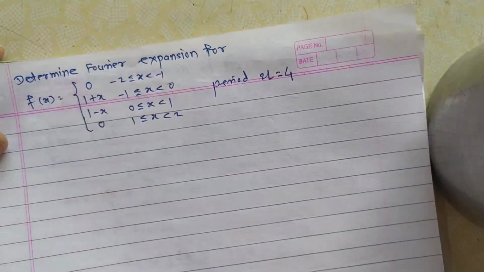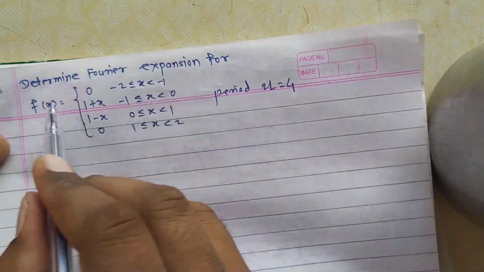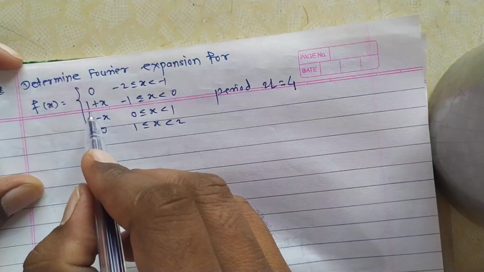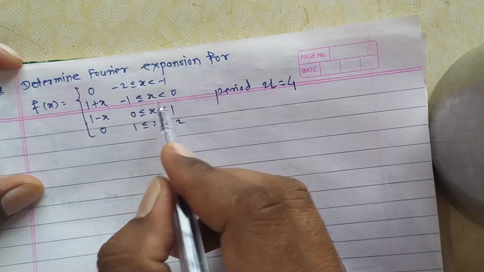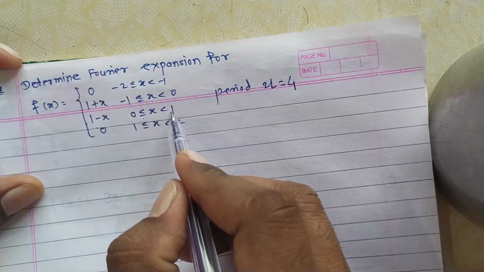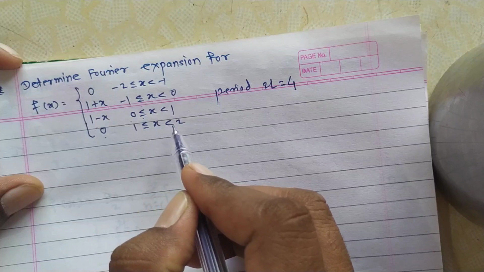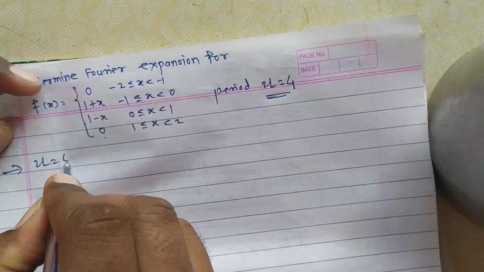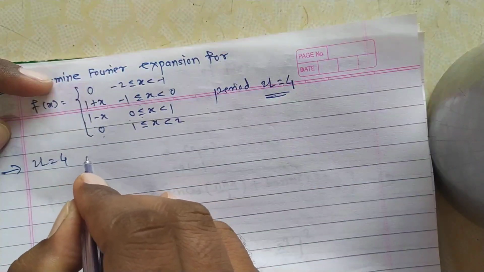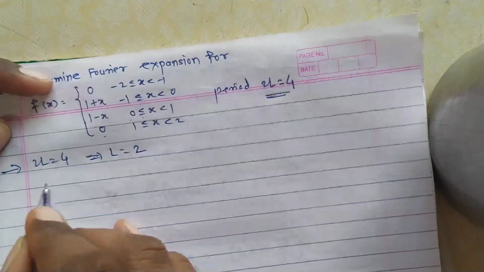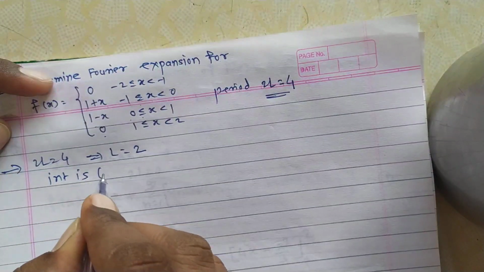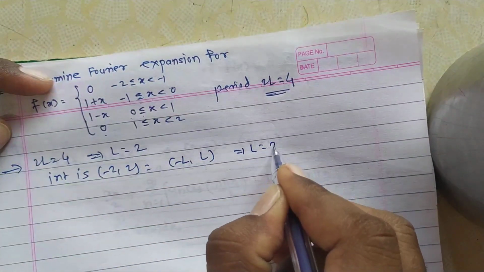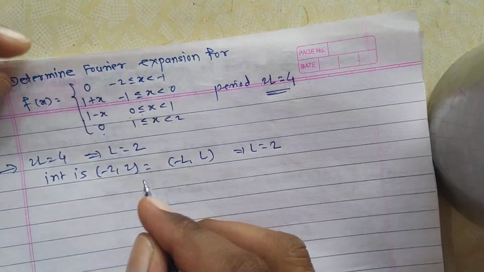Next problem is determine Fourier expansion for f of x is equal to 0 if minus 2 is less than or equal to x is less than or equal to minus 1; 1 plus x, minus 1 is less than or equal to x is less than 0; 1 minus x, 0 is less than or equal to x is less than 1; and 0, 1 is less than or equal to x is less than 2. So period given here is 2L. 2L is equal to 4 means the value of L is 2 here. And the interval is minus 2 to plus 2, that is minus L to plus L. From this also we can write L equal to 2. So the interval is minus L to plus L.